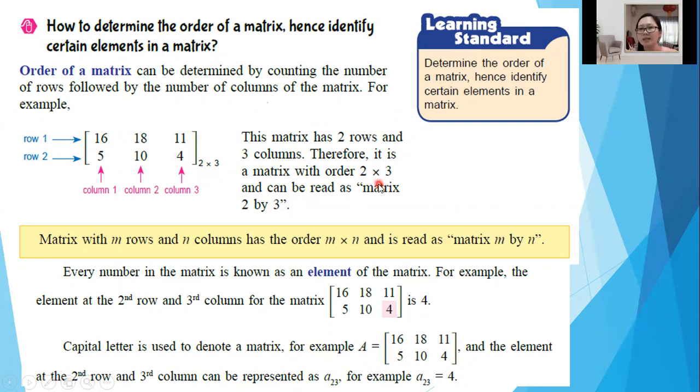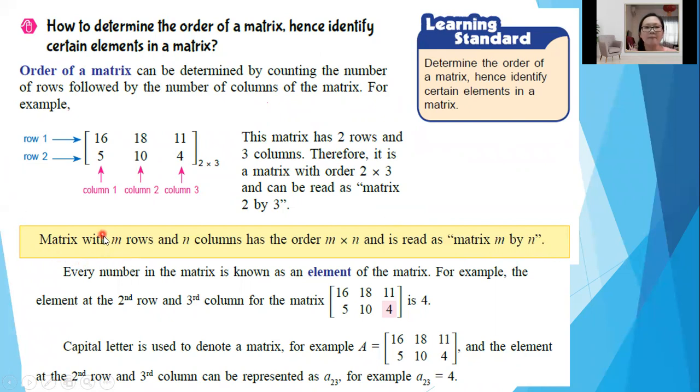But we are not reading it as times. We read it as matrix 2 by 3. So a matrix with m rows and n columns has the order m times n and is read as matrix m by n. M by n.